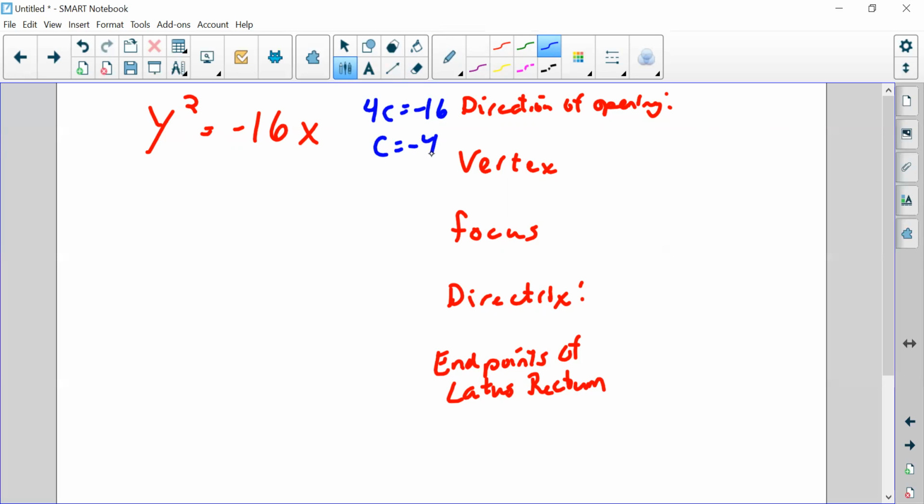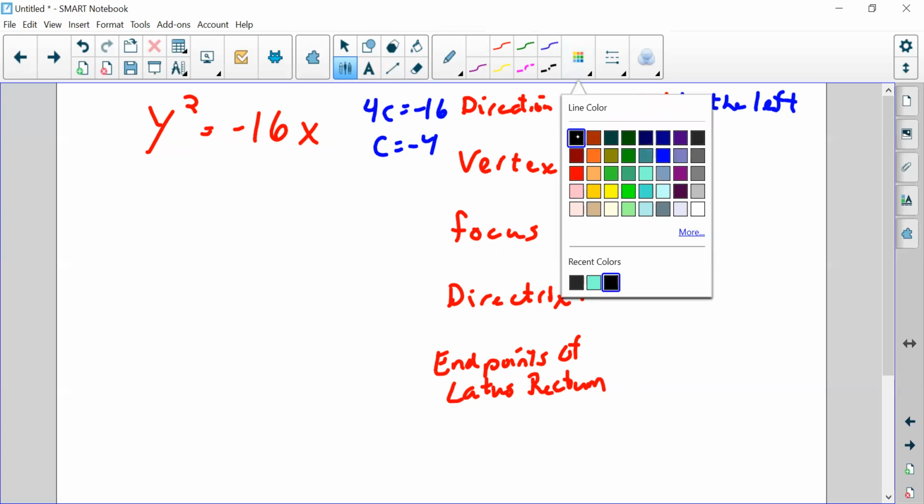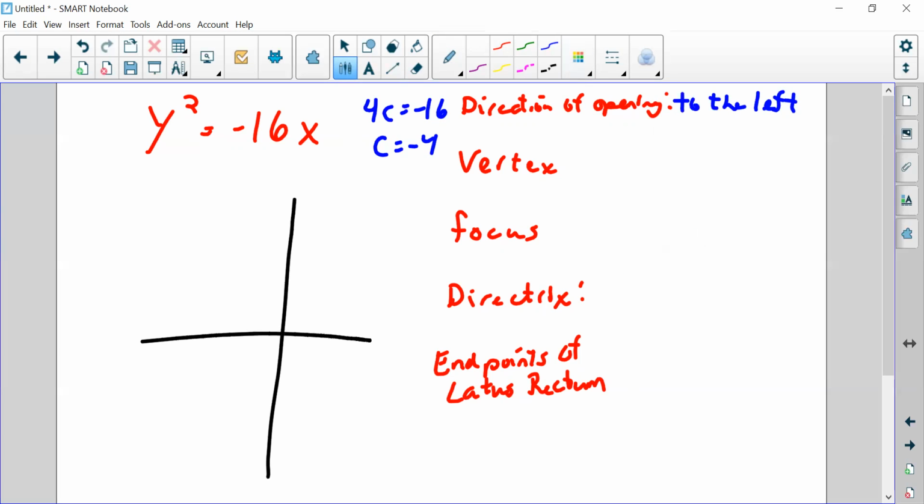So which choice should I choose? Left, because it's negative, so it's opening in that negative direction. So this is opening to the left, because the y is squared and the C is negative. That's how I made that decision. So I know I'm opening to the left.